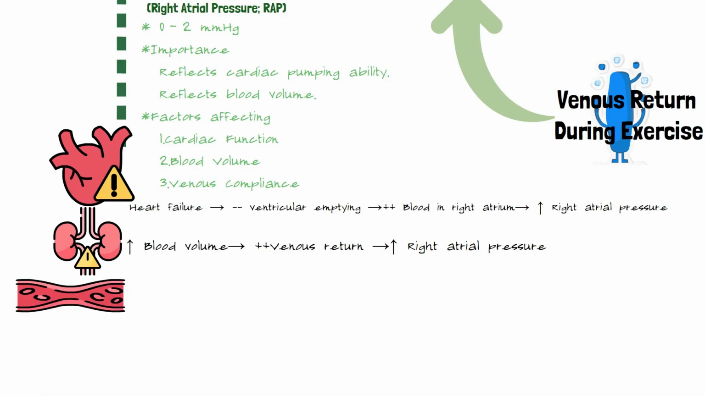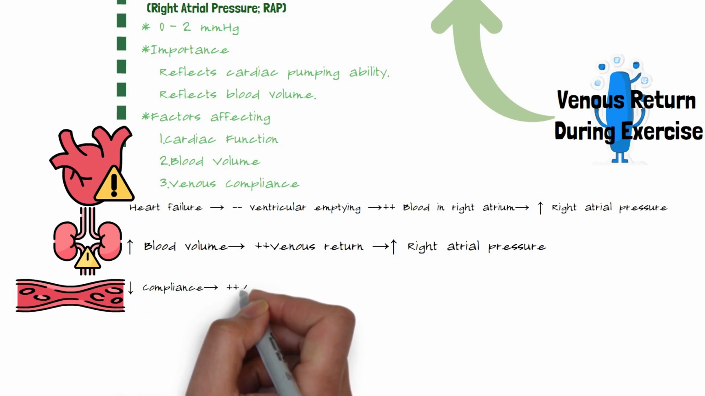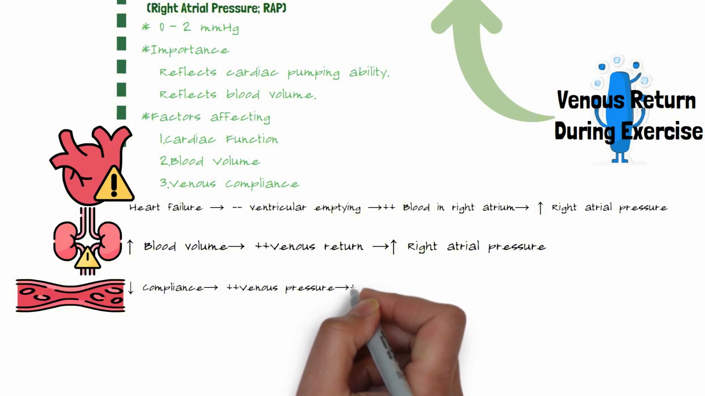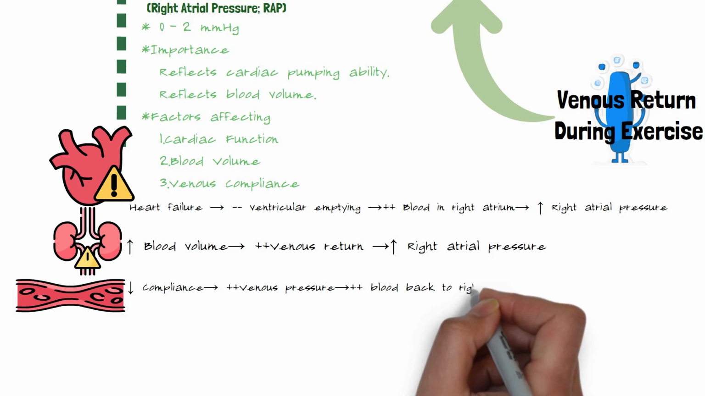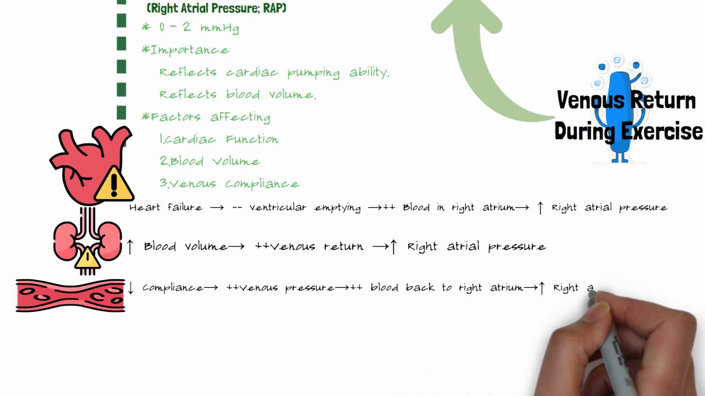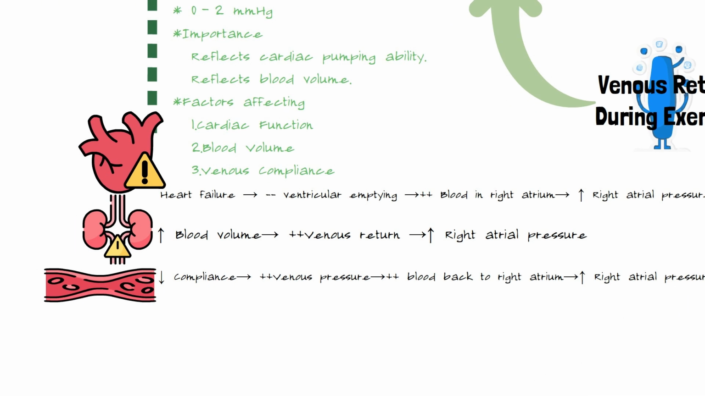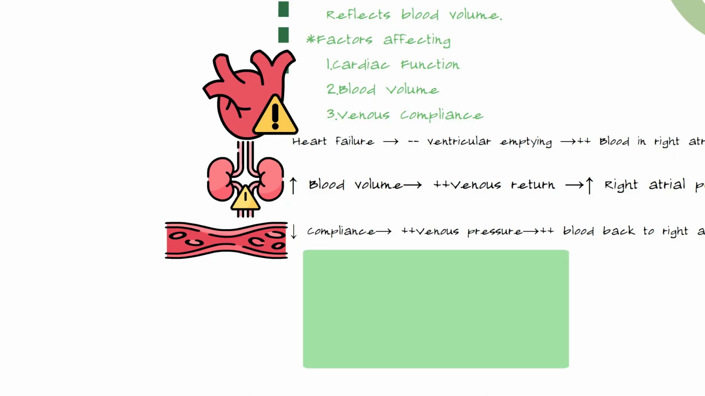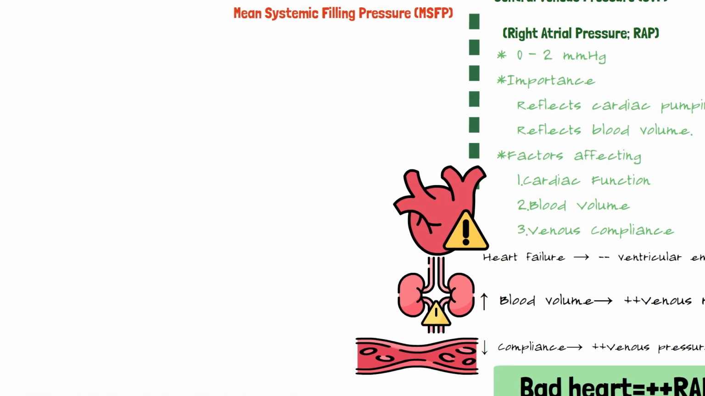Finally, the venous compliance. When sympathetic activity increases, the veins constrict, become less compliant, and then they cannot accommodate the same blood as easily as before. So the venous pressures increase, and this will push more blood back to the heart, increasing the right atrial pressures. So remember, the better the cardiac pump, the lower the right atrial pressures; the more blood, the higher the right atrial pressure; the lower the venous compliance, the higher the right atrial pressures.